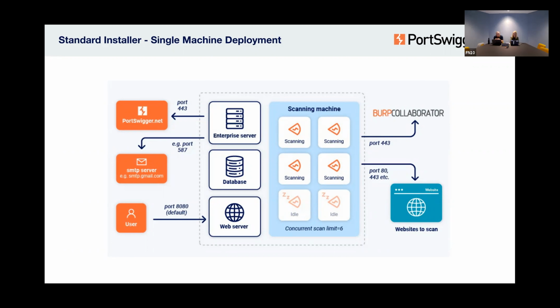So, for example, out to PortSwigger.net, that's for the license activation and automated updates. Users will access the web server over the default port of 8080, but that can be changed and secured if required. Burp Collaborator is also used for those pro users. It works in the same way. And these are effectively for your sort of out-of-band payload type attacks. And then naturally you need to be able to target those websites that you want to scan, either HTTP or HTTPS.